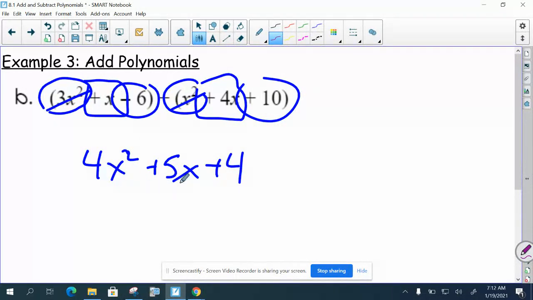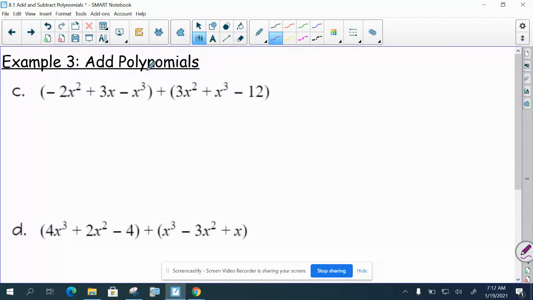And also notice that my final answer is from highest power to lowest power. That's how you want to write all of these answers. You don't want to have the highest power at the end or in the middle. All right, so let's do these ones.